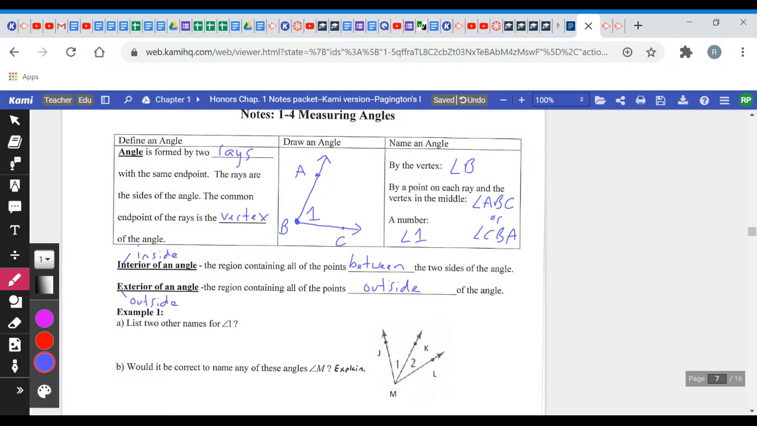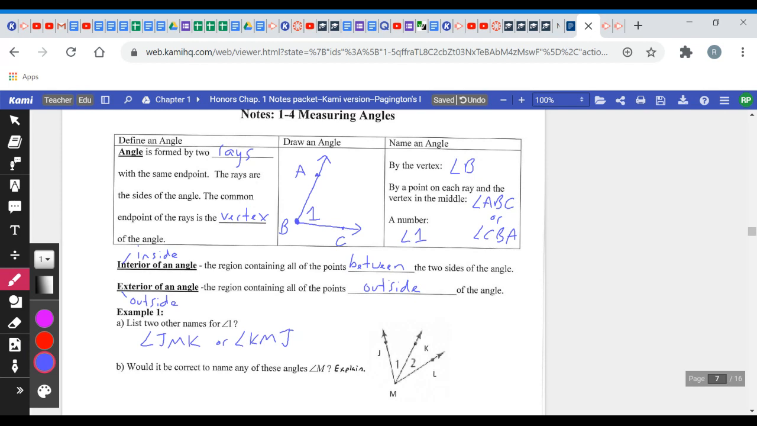Okay, welcome back. Hopefully you tried example 1. On A, it says list 2 other names for angle 1. So I could name that angle JMK, or I could name it angle KMJ. I do have to make sure that M, that vertex, is in the middle when I name that angle so that you know which angle I'm referring to.